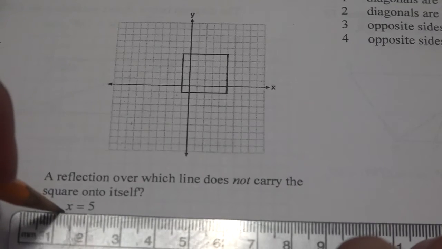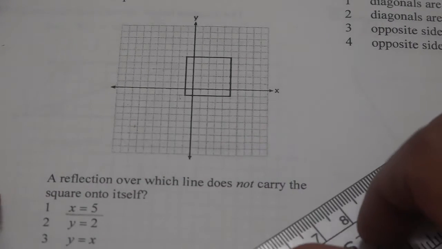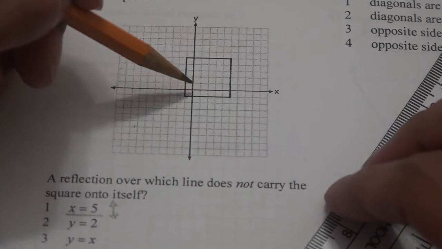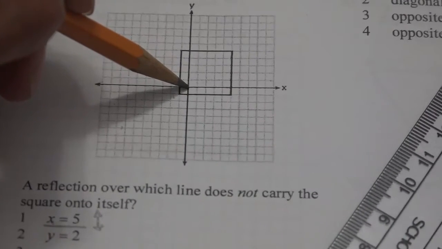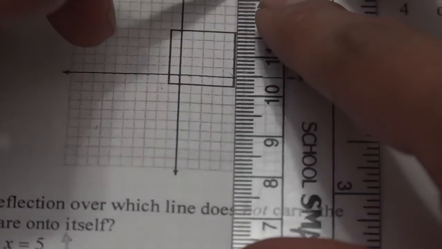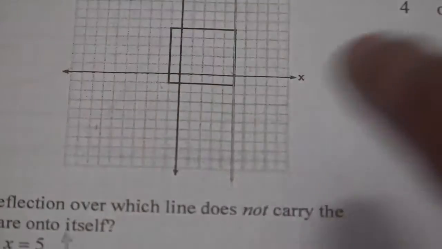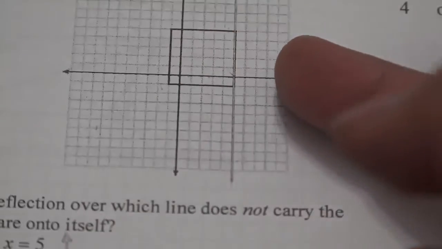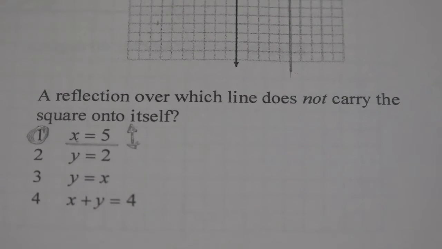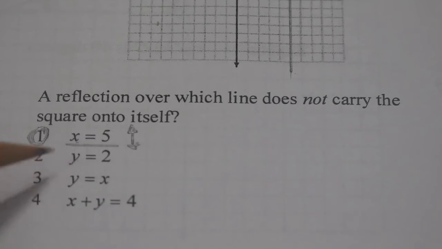So let's try x equal 5. The line x equal 5 is a vertical line where x is 5. So let's see now. This is 0, 0. So let's see, 1, 2, 3, 4, 5. If I reflect this over this line right here, like this, it will not carry the square onto itself. So therefore, this will not carry the square onto itself. But just for the sake of continuing with this, let's try choice number 2.